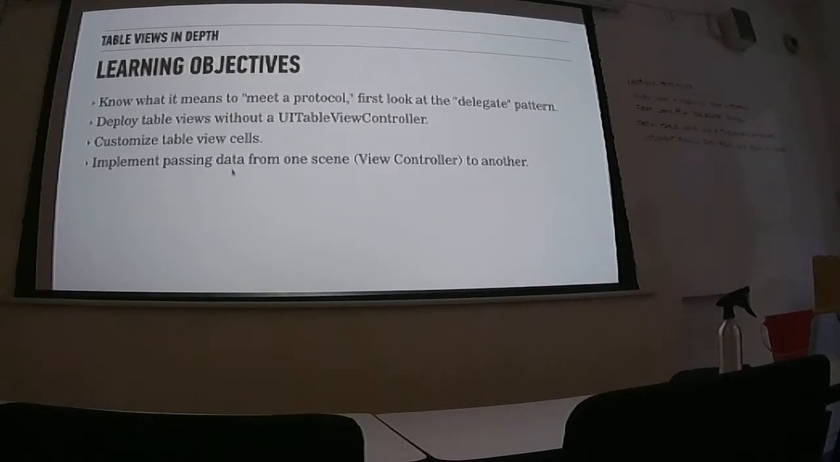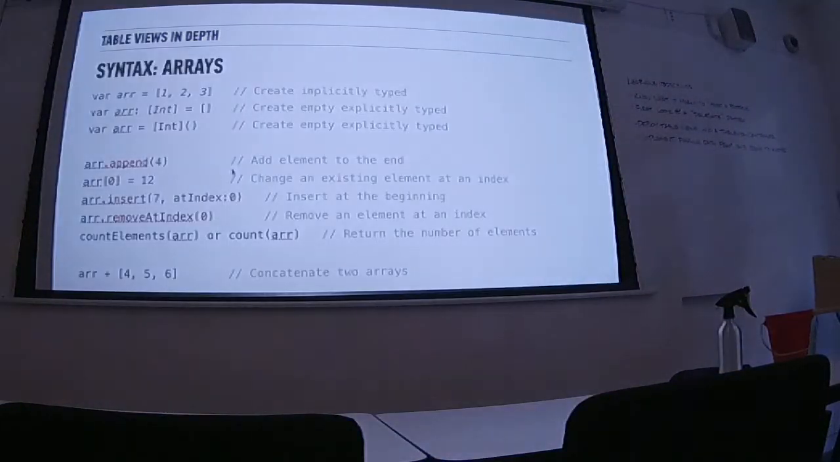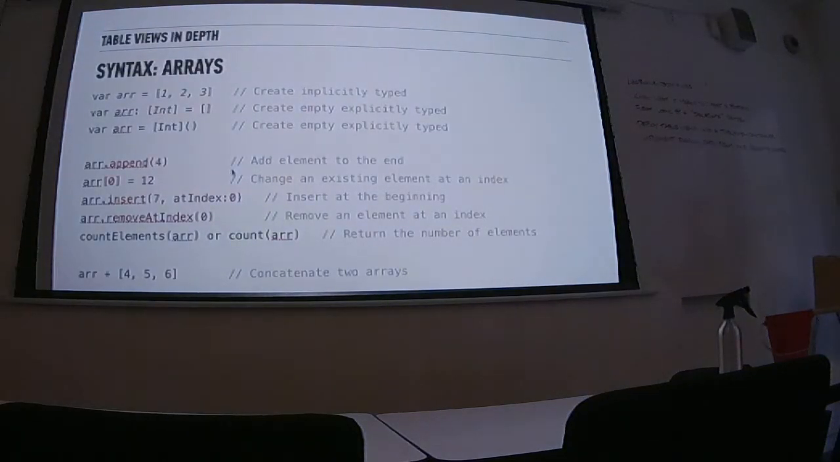Okay? So, review of data structures. Arrays are linearly arranged groups of values, typically of a single type. Here are some of the operations that we've done before. They're probably the most common data structure that you'll ever use. They are indexed by integers. They maintain their order. That is, when you add a series of integers to an array, they will always stay in that order from beginning to end.